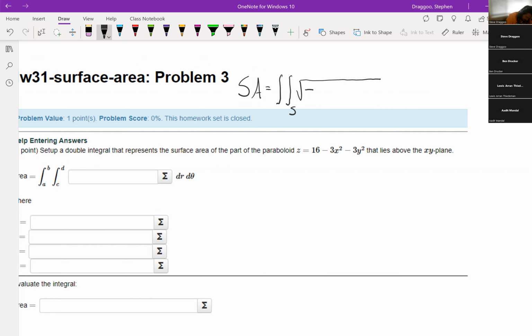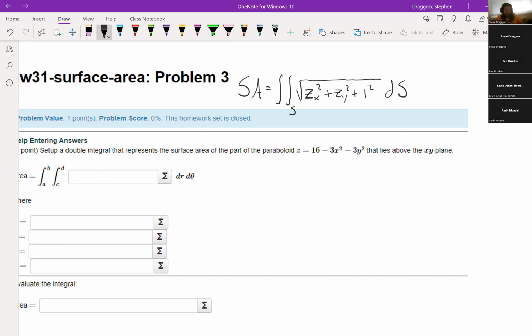I want the square root of z partial x squared plus z partial y squared plus z partial z squared, which is just 1 squared, dS. D big S or d little s? This must be d big S. I mean, that's just pedantic, deciding between the two. There's a particular reason for it, but you don't have to worry about it. Not right now, because we've got plenty of other stuff that's going on.